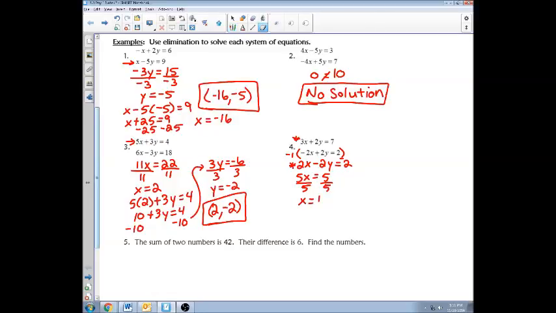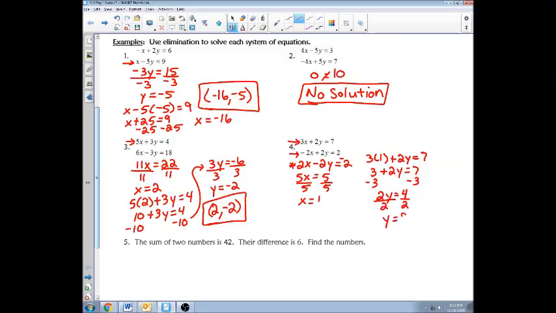Now, when I go back to plug this in, I'm not going to put it into that new equation that I made up by multiplying by negative 1. So me personally, since I had messed with this line, I'm going to put it back in that other line just because I know that I didn't do anything to that line. So I'm going to do 3 times 1 plus 2y equals 7. 3 times 1 is 3 plus 2y equals 7. Subtract 3. 2y would equal 4. Divide by 2. y equals 2. So my ordered pair is 1, 2. And we're done. All right.